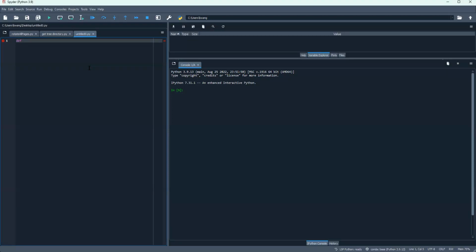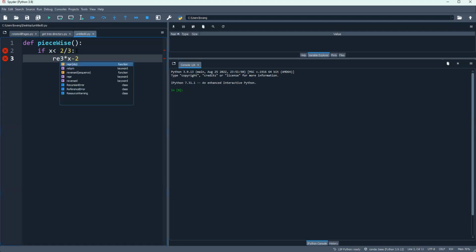So let's say you have a function, we call this piecewise. Is it clear? Okay, I zoom in a bit. Piecewise. Then what you want to do is type in an if statement. If you have an x that is less than 2 divided by 3, then you can calculate the function: 3 times x, subtract away 2. I put on return.